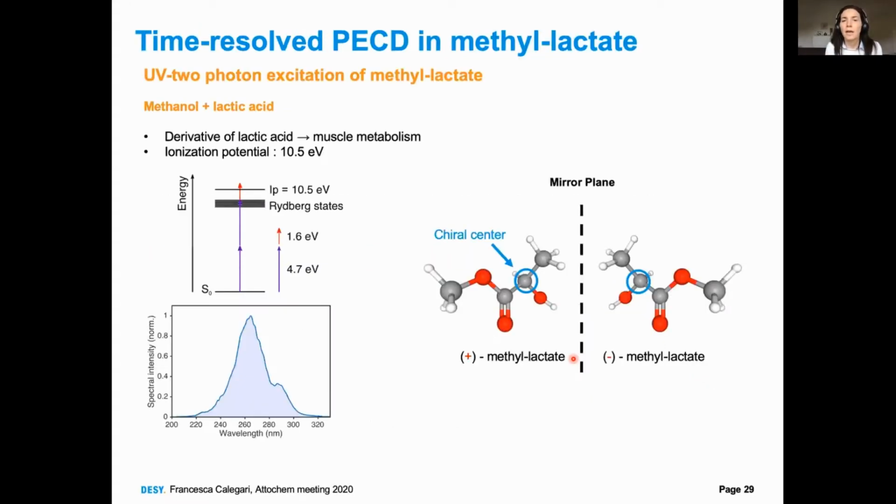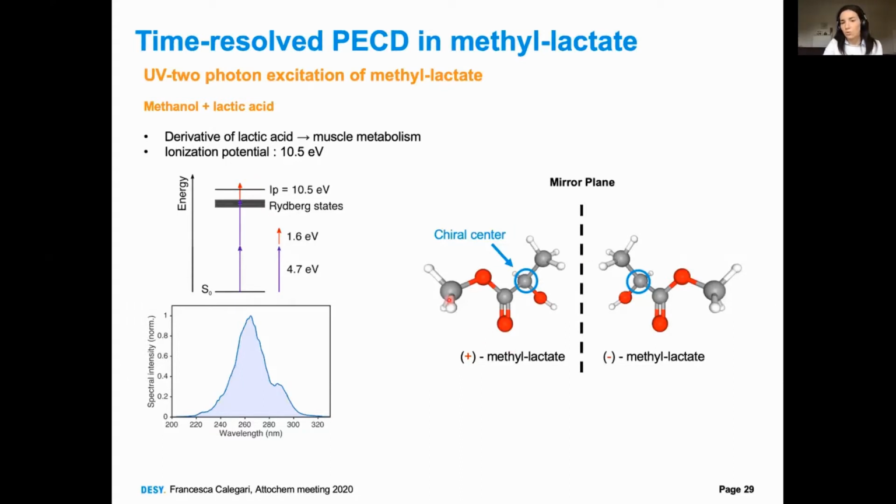The experiment has been performed in collaboration with the group of Yann Merest and Valérie Blanchet in Bordeaux. So basically, we investigated methyl-lactate, which is a molecule used also in our muscles for the metabolism. And here you can see the scheme of the excitation. We use multiphoton resonant excitation. In this case, it is 2+1, so 2 UV photons to reach a manifold of Rydberg states, and then 1 IR photon to ionize the molecule.